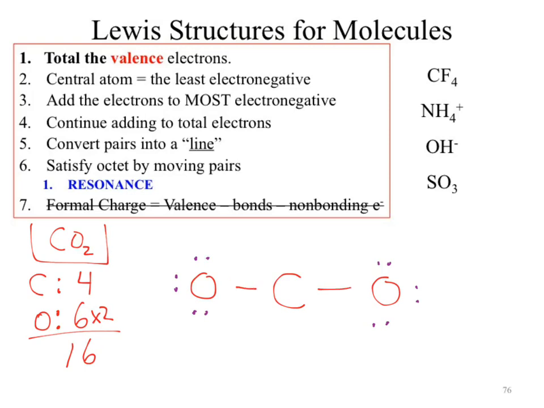Do I have an octet on my oxygen? Yes. How about the other oxygen? Yes. How about the carbon? No. Ooh, that kind of sucked. So what do we need to do? What do you mean add lines? Move the 2. Take away electrons.